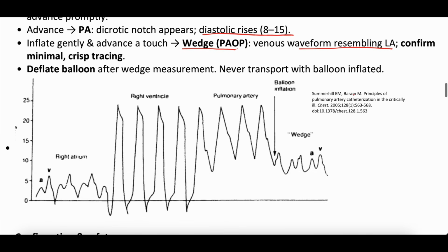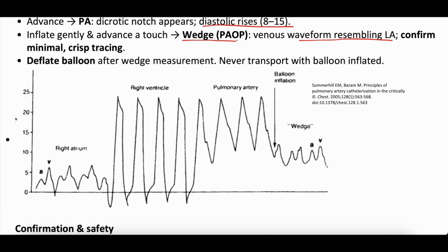So, a picture's worth 1,000 words. This is an image from Summerhill, Baram et al., called Pulmonary Artery Catheterization in the Critically Ill, published in Chest in 2005. It's their work, not ours. We appreciate it, and definitely check out their original trial.